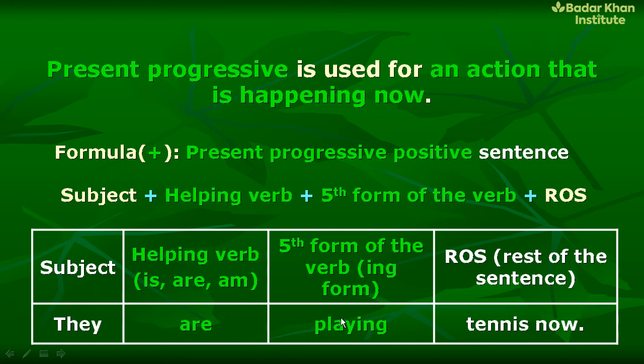Example, they are playing tennis now. In this sentence, they is subject, are is helping verb, playing is ing form of the verb or fifth form of the verb, tennis now is rest of the sentence. We have three helping verbs in present progressive or present continuous: is, are, am.